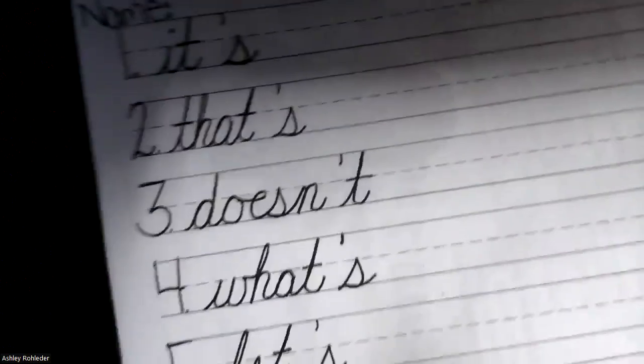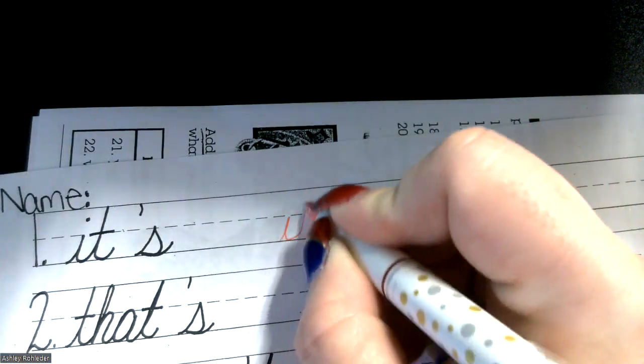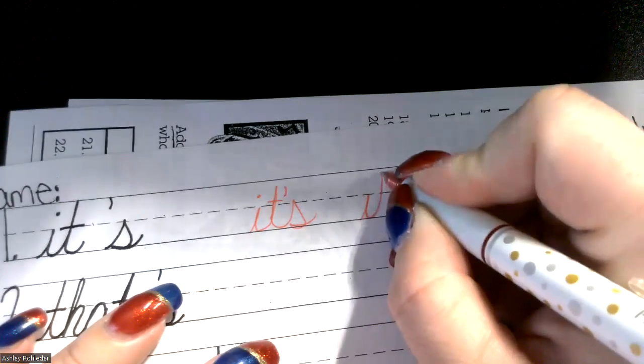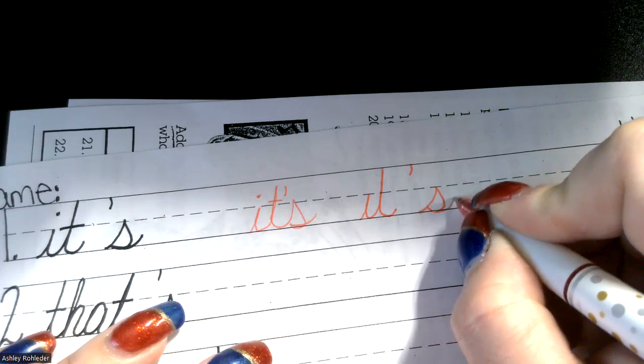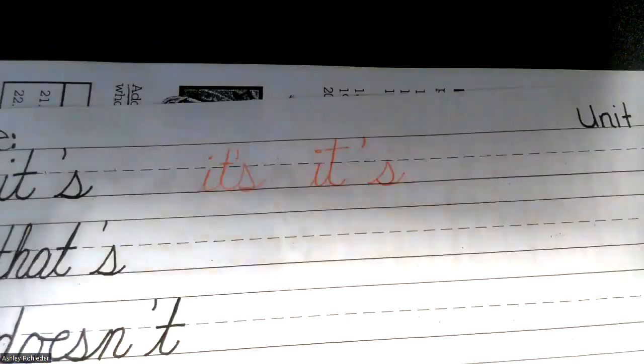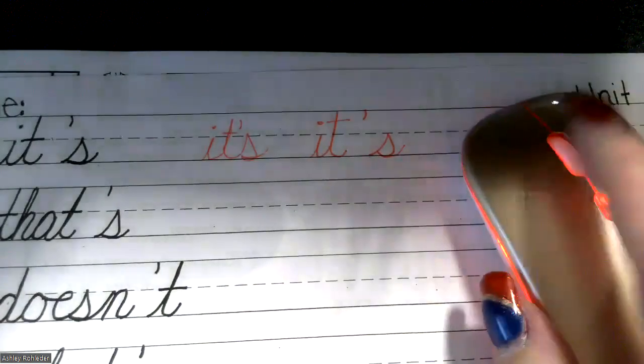All right, turning the page to the cursive, Teddy. Moving on. Okay, tell me, what do you notice about the cursive with the contraction? Right, there has to be that space there. Can I do this? No, you have to do the word it. Lift up your pencil, apostrophe, and then S. And then, okay. All right, questions on that? Okay, I'm going to give you guys some time to work on that.